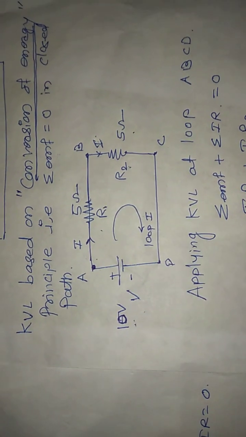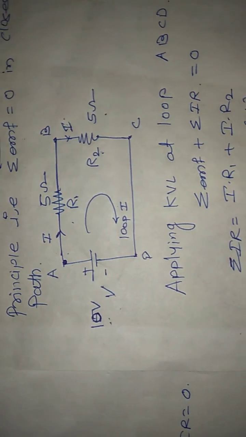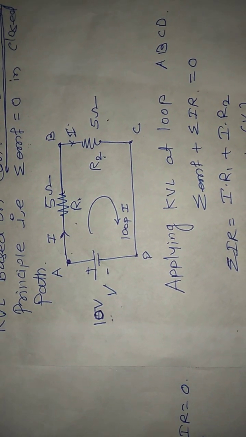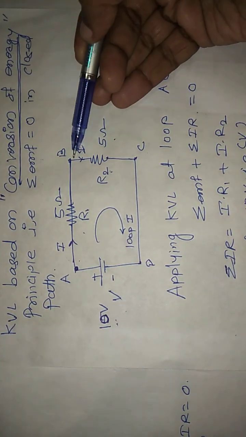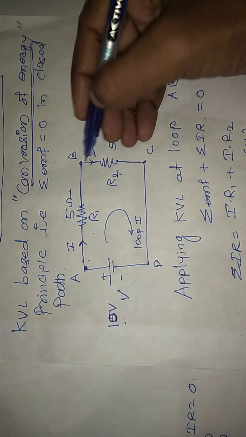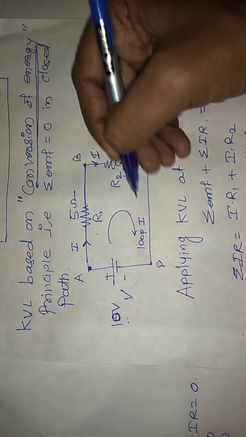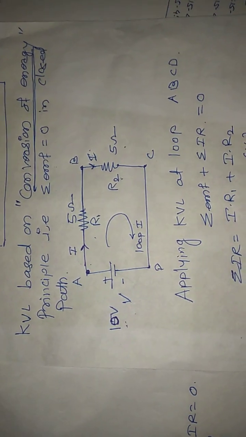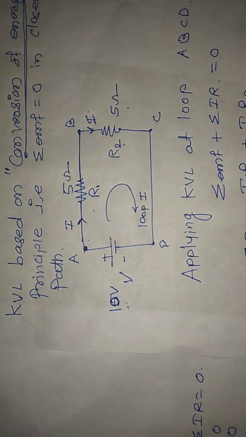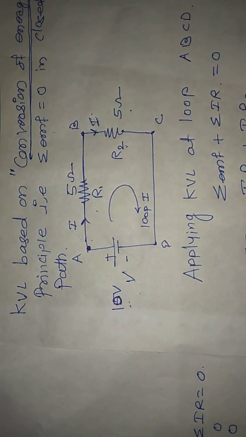Hence, the sign convention will be taken as a minus sign in the equation. And if the current direction and the loop direction are opposite, then take a plus sign in the equation. So we are going to apply these current signs.